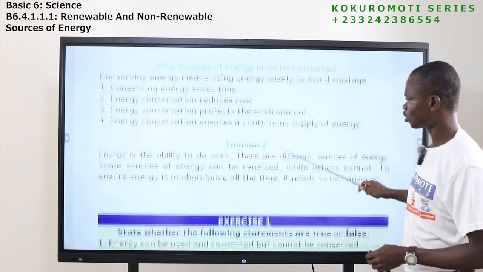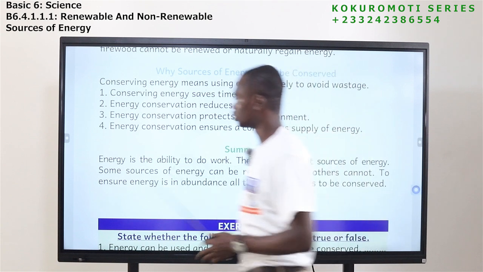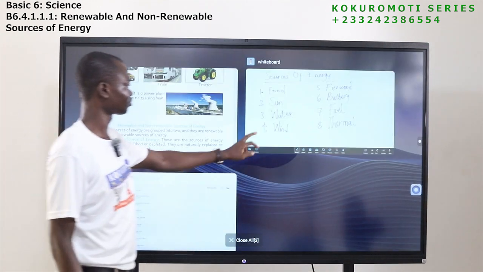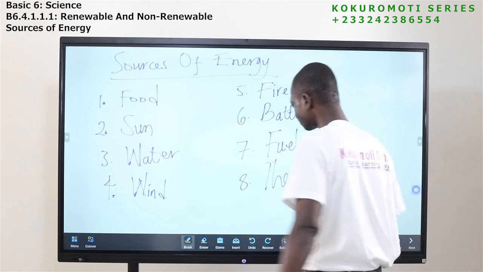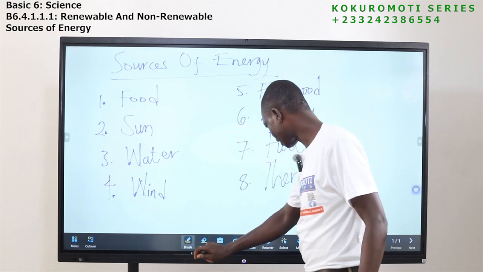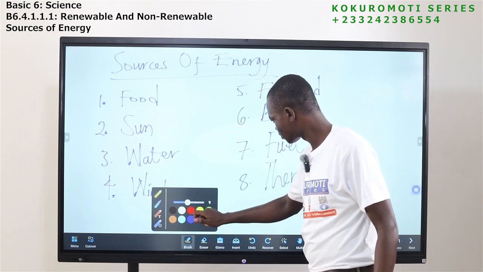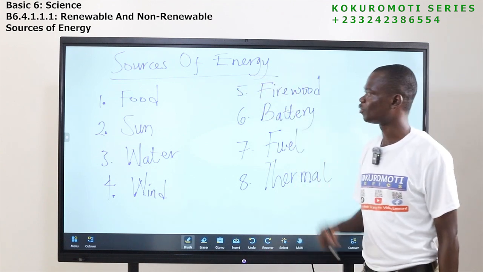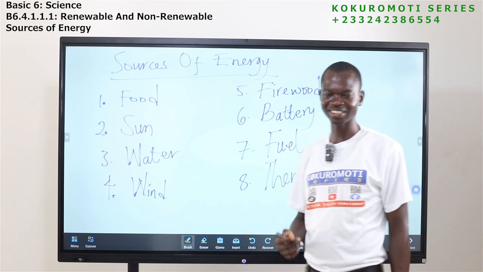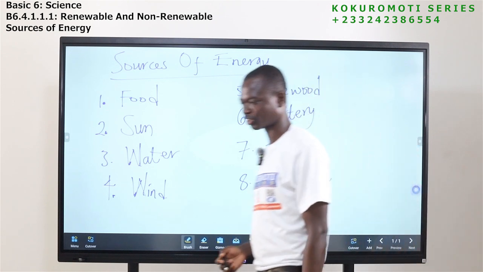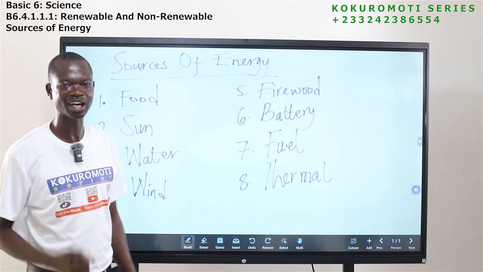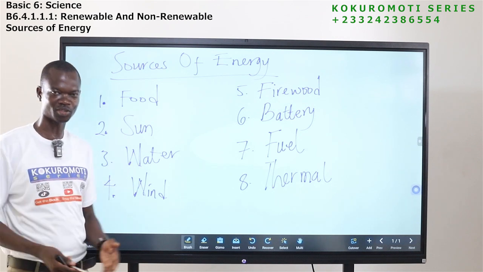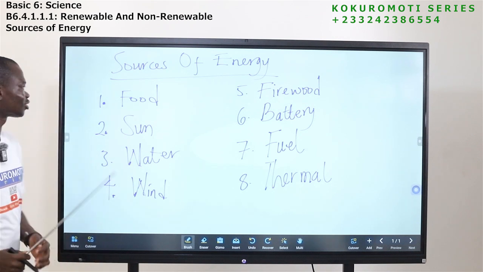We are bringing our lesson to a close, but before we do that, let's go back. Now we are back here. These are the sources of energy. We are going to underline those that are renewable. Renewable means that they can be restored. They can be replaced. So let's look at this.